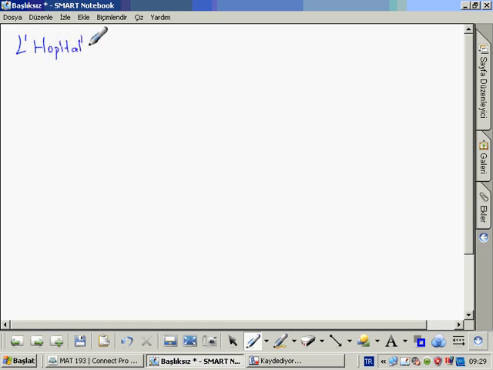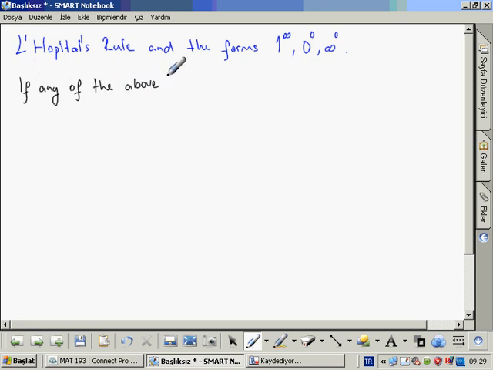L'Hopital's rule and the forms one to the power of infinity, 0 to the power of 0, and infinity to the 0. If any of the above occurs, what will you do? We will kill them.